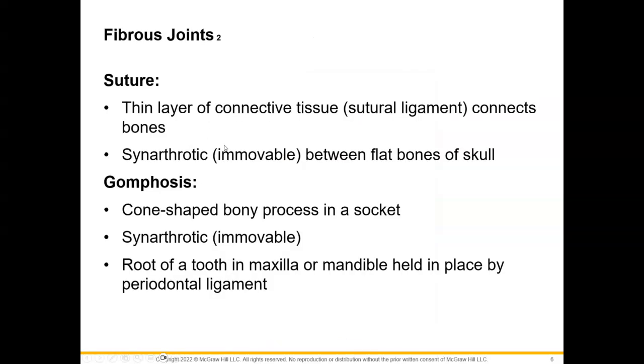Okay, next, another type of fibrous joint is a suture. This is a thin layer of connective tissue, which we call a sutural ligament, and it connects bones. They are synarthrotic, which means they are immovable. You'll find these between the flat bones of your skull. So yes, those are considered joints. And then you have gomphosis, which is a cone-shaped bony process in a socket. They are synarthrotic, which means immovable. And we are talking about the root of a tooth in your maxilla or your mandible. These are held in place by a periodontal ligament. So that's a gomphosis.